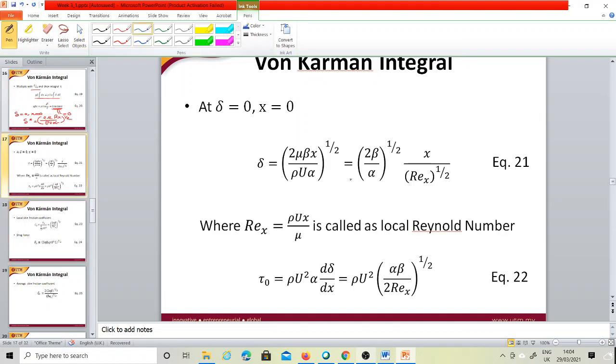Your delta is this one, and this one can be reshuffled in this way. You just multiply by x and then reshuffle. You will get things like beta is there. You have rho by mu, which should be nu, and then you have u infinity, alpha is here, beta is here, and the rest of the things you will have this one. You can do it. Okay, so your delta in this case is 2 beta by alpha root over, multiplied by x by root over of x. So this amount you need to find out.